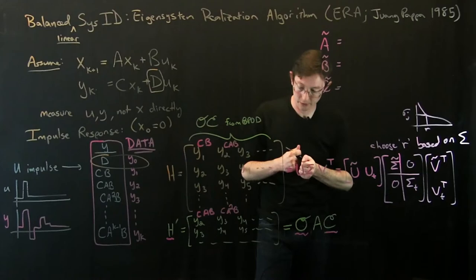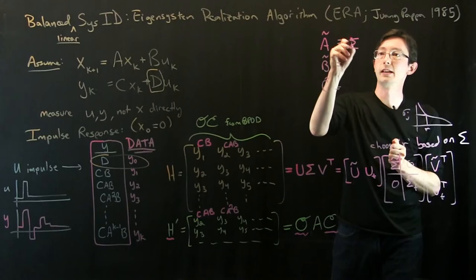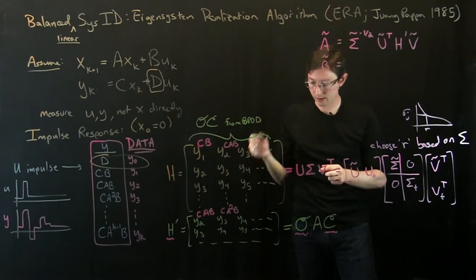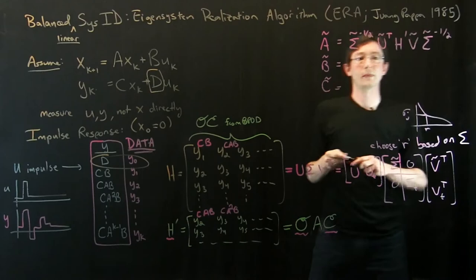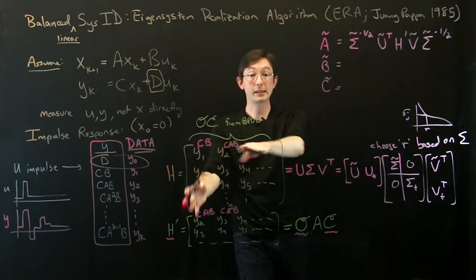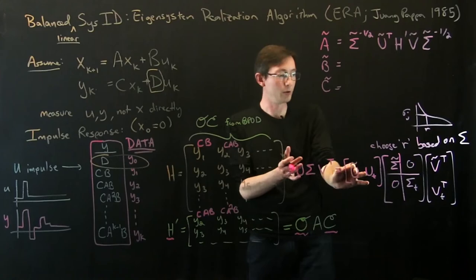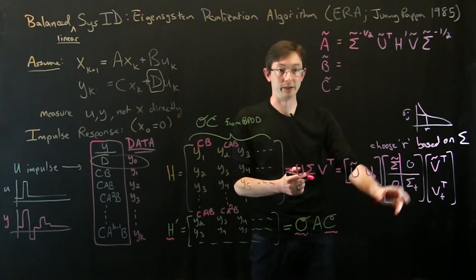So what am I going to do? I'm going to say A tilde is, and this is a hairy expression, I always forget this. It's sigma tilde to the minus 1/2, U tilde transpose, H prime, V tilde, sigma tilde to the minus 1/2. Okay, it's a hairy expression, but I just want to impress on you, this is a symmetric matrix, okay? H is a symmetric matrix. So there is some inherent symmetry of U's and V's and the sigma, so I can kind of split this. So what I'm doing is I'm splitting U tilde sigma 1/2 V tilde, and I'm inverting that.